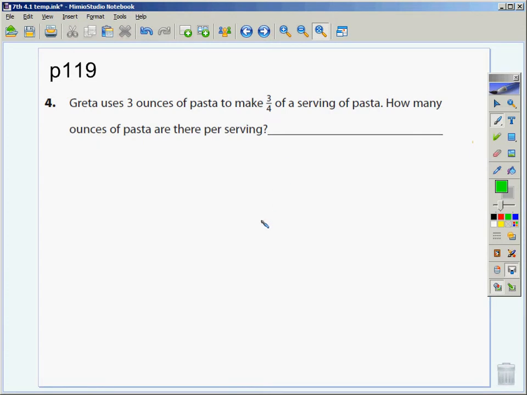Let's take a look at number 4. Greta uses 3 ounces of pasta to make 3/4 of a serving. How many ounces are there per serving? So again, they tell me how to set it up. They want the ounces in the numerator and the servings in the denominator. They told me 3 ounces. They told me 3/4 of a serving. This is really the same as 3 divided by 3/4.